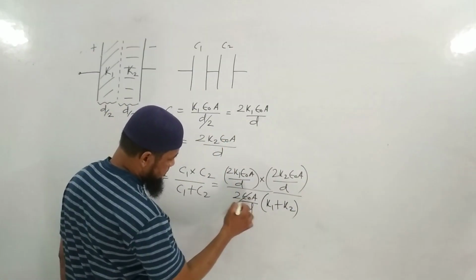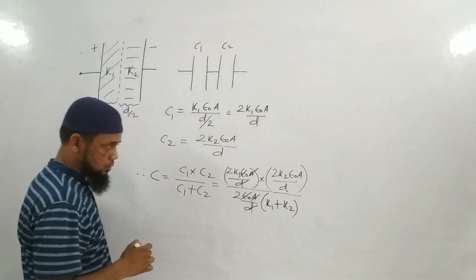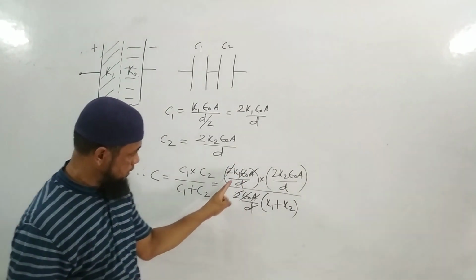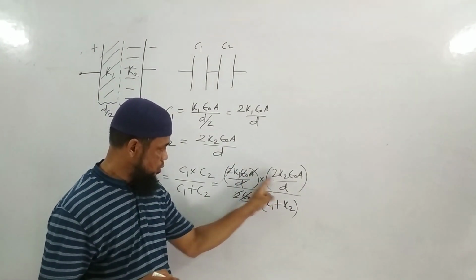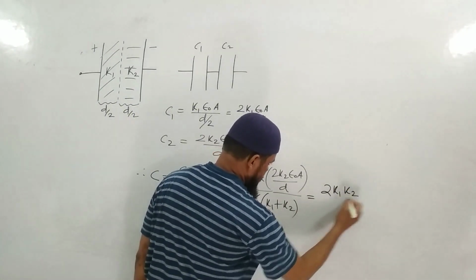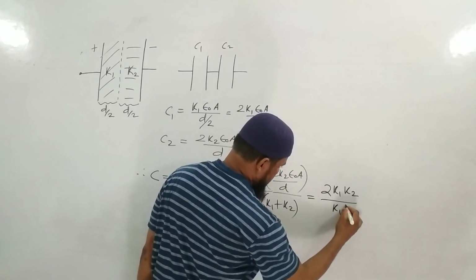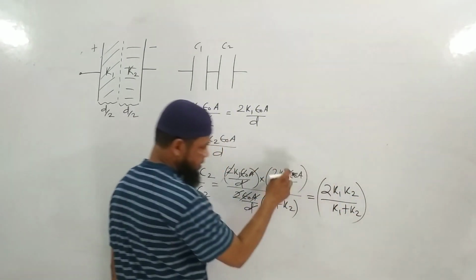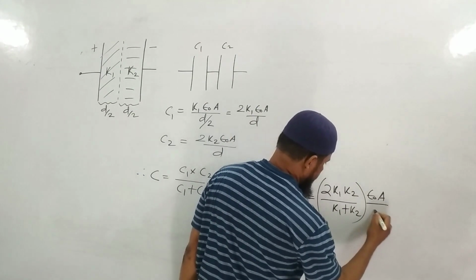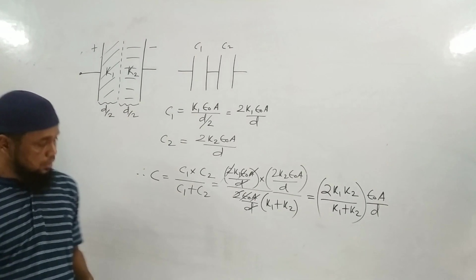So out of this, you see epsilon naught A divided by D is getting cancelled out. And this 2 is also getting cancelled out. In the numerator, what has remained? Twice K1 K2. What is in the denominator? K1 plus K2. And what has remained here? Epsilon naught A divided by D. This will become the capacitance in this connection.